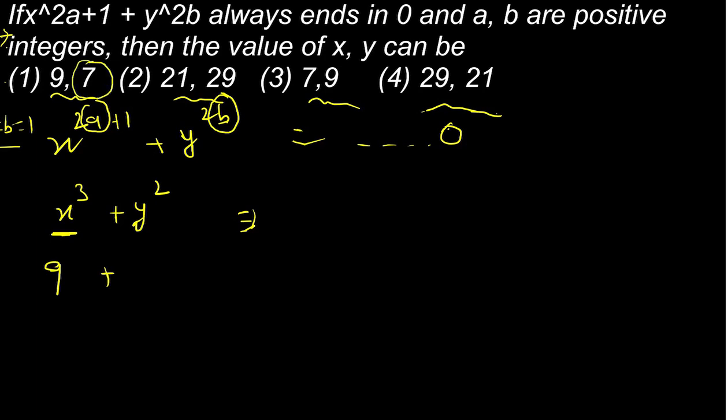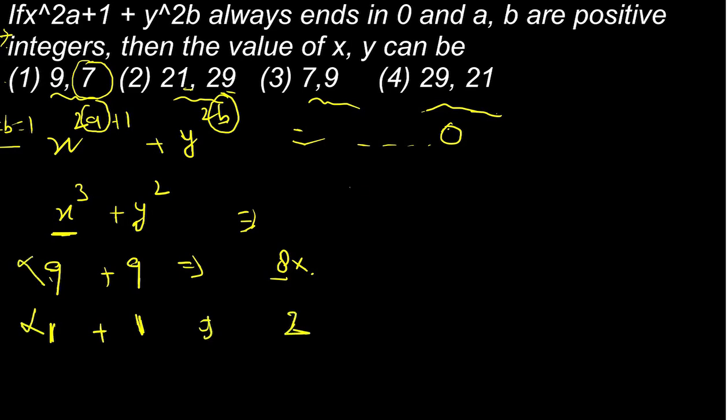So 7 square ends in 9, so 9 plus 9 is going to be 8, so it will not end on 0. Now 21 and 29, so I have to just consider 1, the unit place, because we are just considering the unit place. So 1 cube is 1, and what is 9 square? It's also 1. So 1 plus 1 is going to be 2. So this is also wrong.